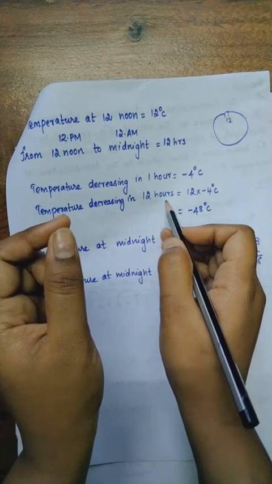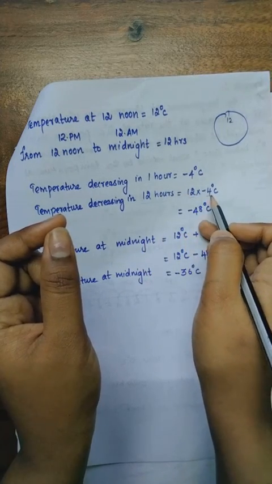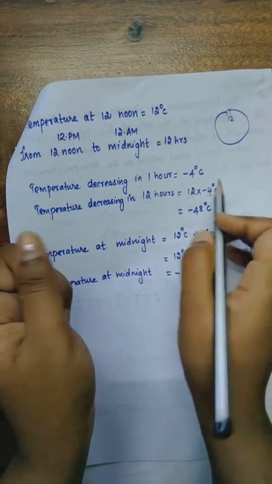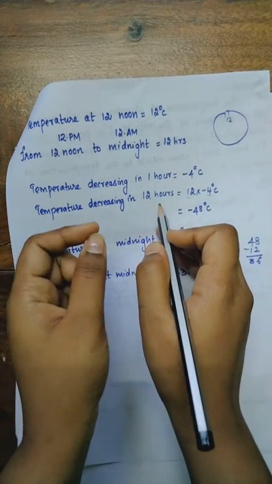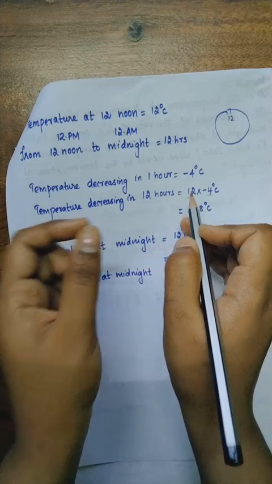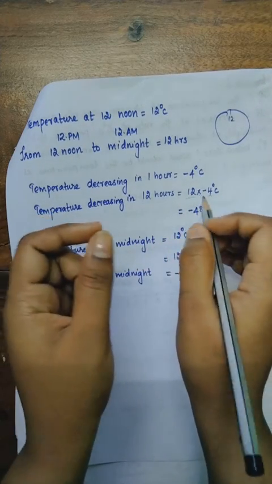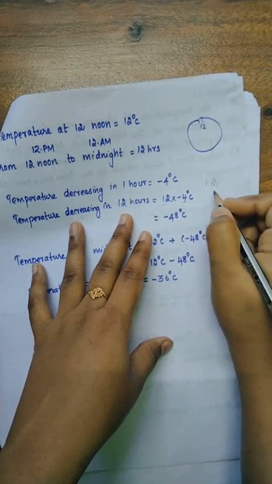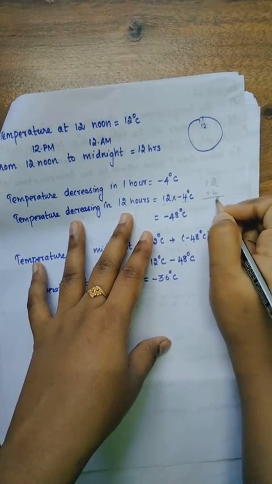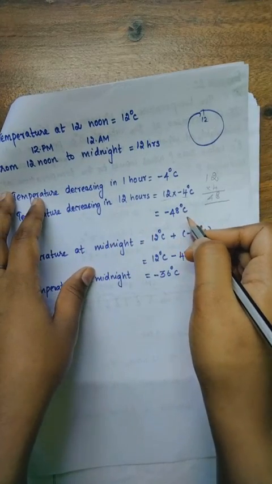For 12 hours, 12 into minus 4. For 1 hour it is decreasing by 4 degrees Celsius. Next, for 12 hours, 12 into minus 4, that is minus 48 degrees Celsius. 12 into 4: 4 2s are 8, 1 4 is 4. So 12 into 4 is minus 48 degrees Celsius.